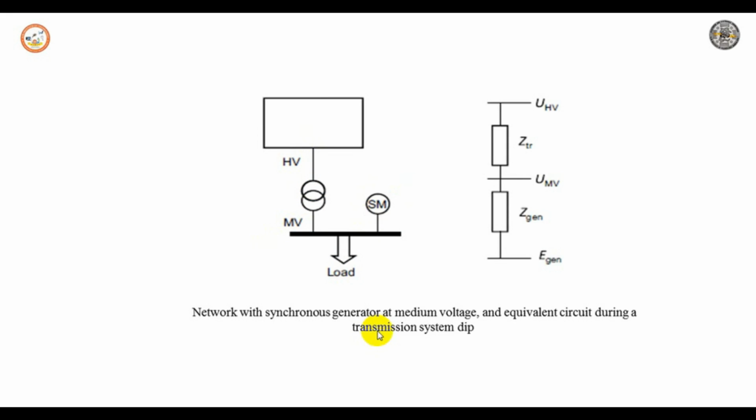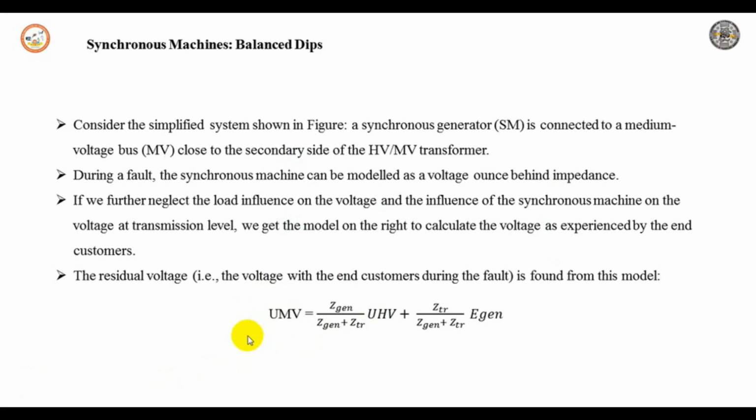During a fault, the synchronous machine can be modeled as a voltage source behind an impedance. If we further neglect the load impedance, and the voltage which influences the synchronous machine is the voltage at transmission level, we get a model on the right to calculate the voltage experienced by our end customers. The residual voltage is given by U_MV, which is equal to Z_gen, the impedance of the generator, over the sum of the impedance of the generator and the impedance of the transformer, times U_HV, plus the impedance of the transformer over the sum of the impedances of the generator and transformer.